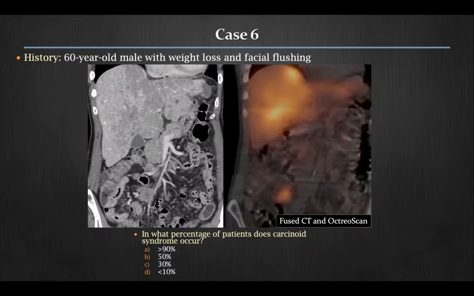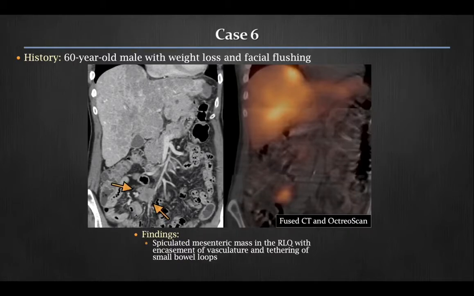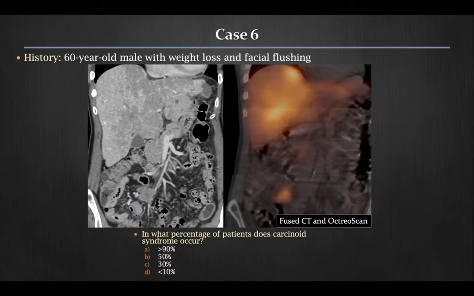So our next case is a 60-year-old man with weight loss and facial flushing. Here you have a CT and an Octreoscan side by side. Findings here is a spiculated mesenteric mass in the right lower quadrant with associated encasement of the mesenteric vasculature and tethering of the adjacent small bowel loops. And on the Octreoscan, you also see that there is uptake in the mesenteric mass as well as a couple of liver lesions. So the multiple choice question is, in what percentage of patients does carcinoid syndrome occur?